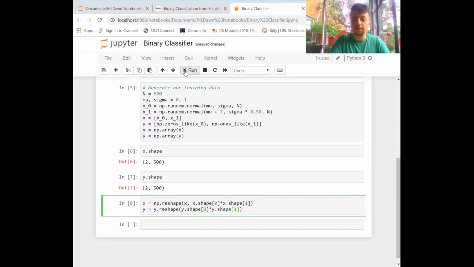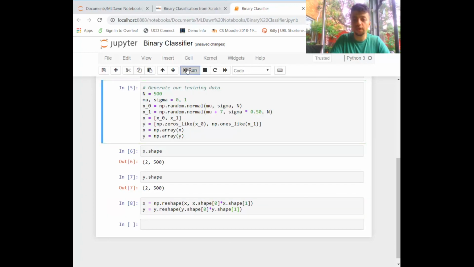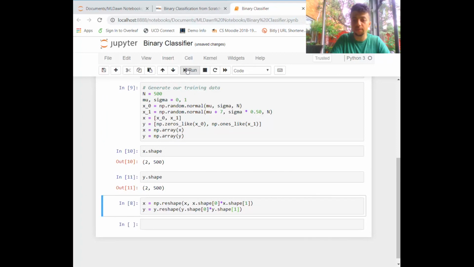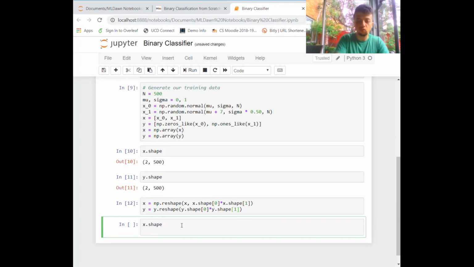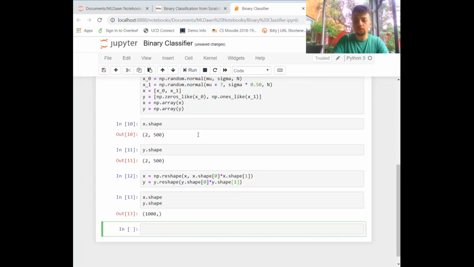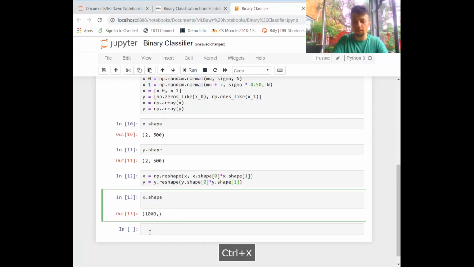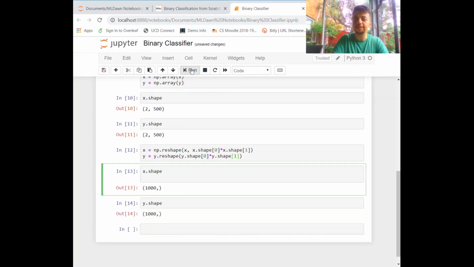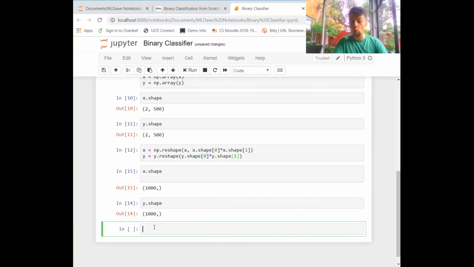So if you run this, let's just run from the beginning because x has changed its dimension. Right. Now if I say x.shape and y.shape, so both of them would be 1000 values. I'm just going to put them separately. So that is 1000, x has the dimension of 1000, so all is good. Yeah, so it makes sense.